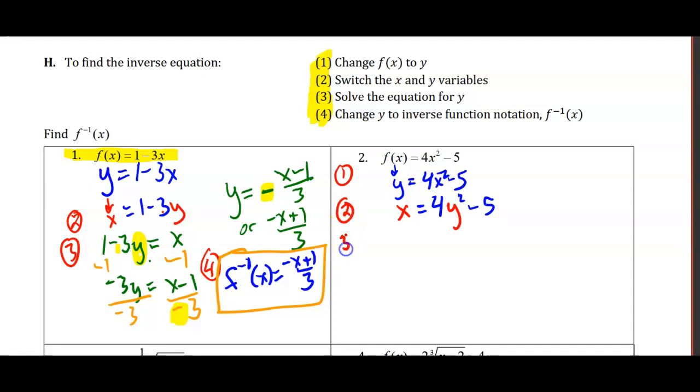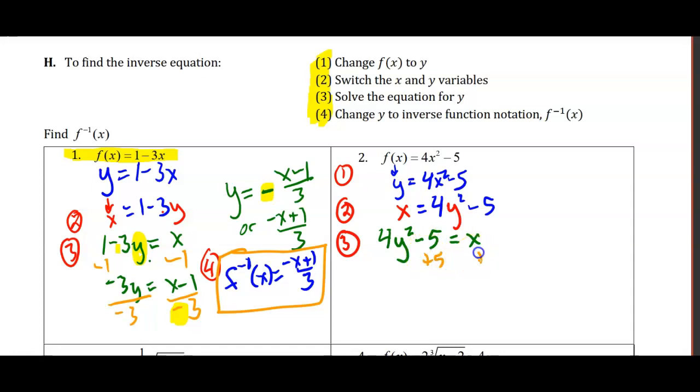Step 3 is solve. And again, my preference is I like to solve left to right, so I'm going to sort this equation. So I'm just going to change the order. So 4y squared minus 5 equals x. Okay, that is my preference. You don't have to do that. I just like doing it. It just helps me to make sure I don't make mistakes.